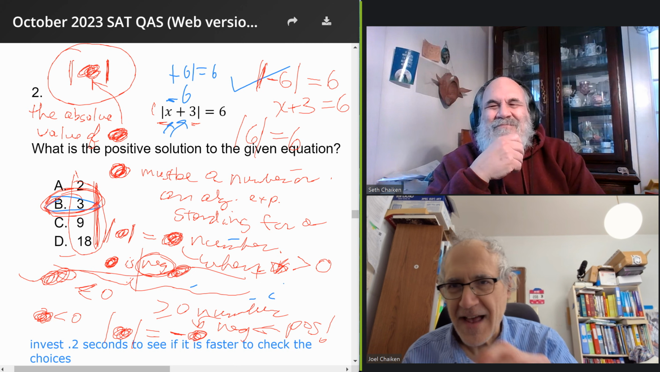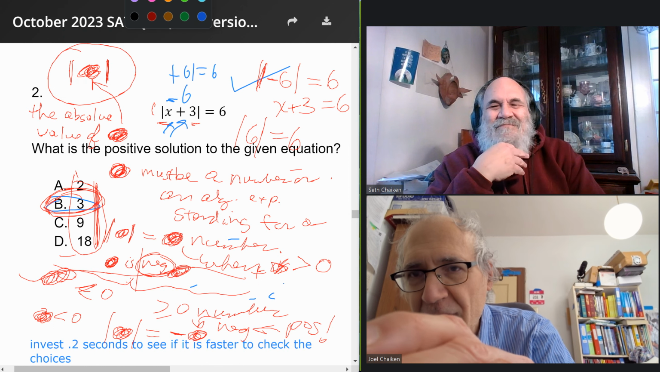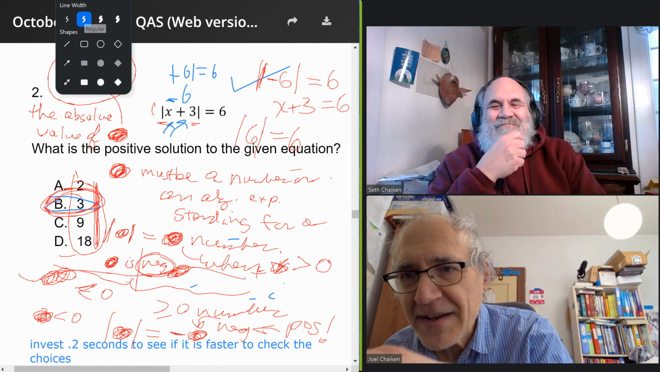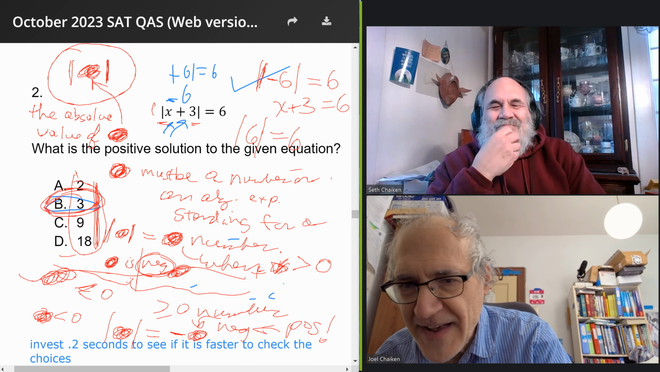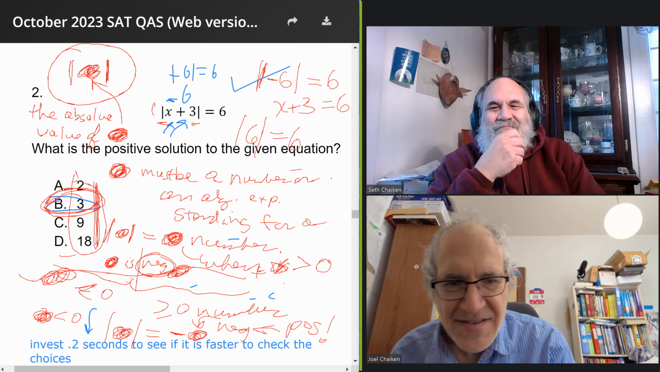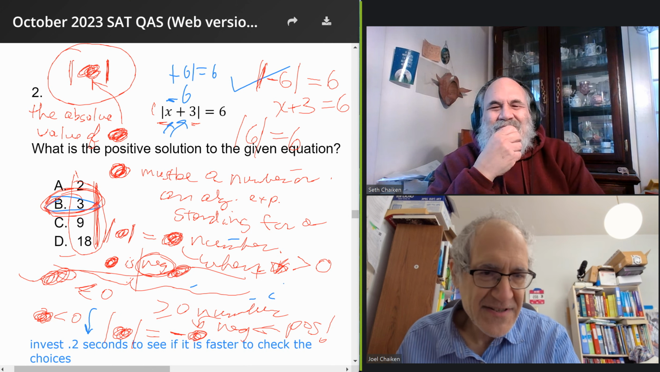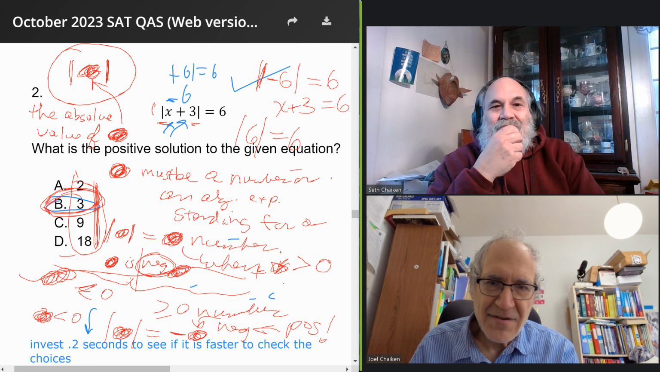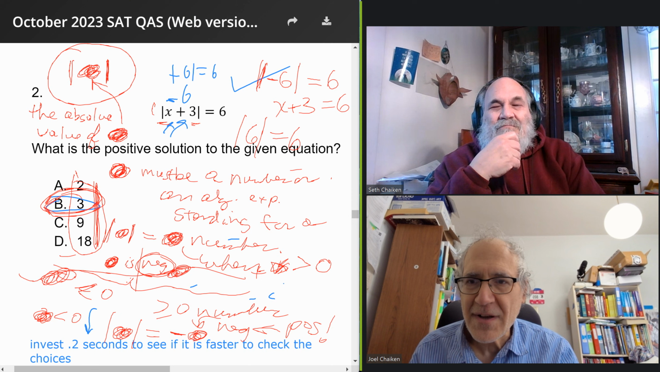Yes, exactly. Okay. And I should have said it earlier, before we lost everyone, that I made a mistake procedurally here. Seth said it here: you should invest like 0.2 of a second when you're reading the prompt just to see if it's faster to check the choices. I didn't do that. I just did it the regular straight way, following your nose, which was not the fastest way of doing it.